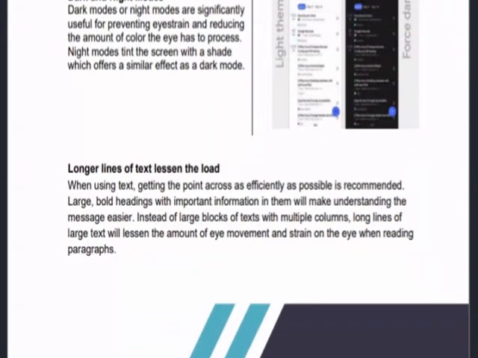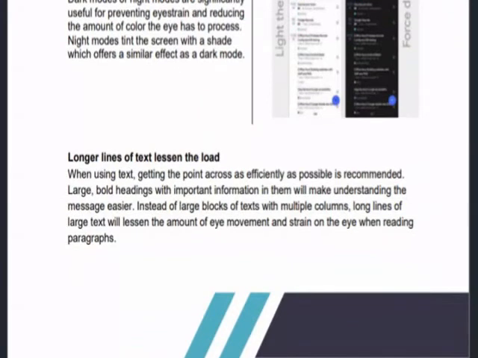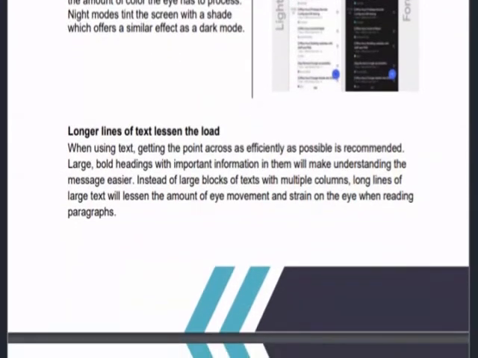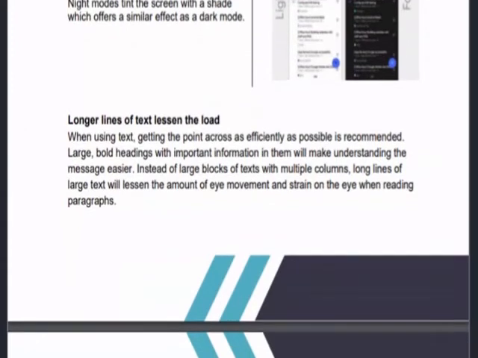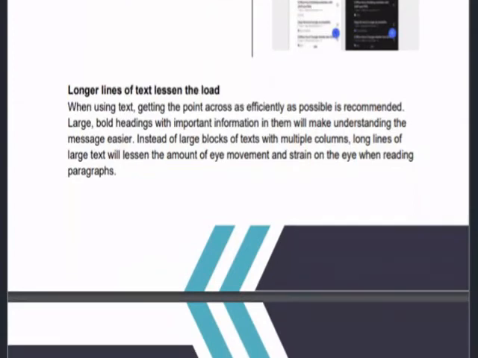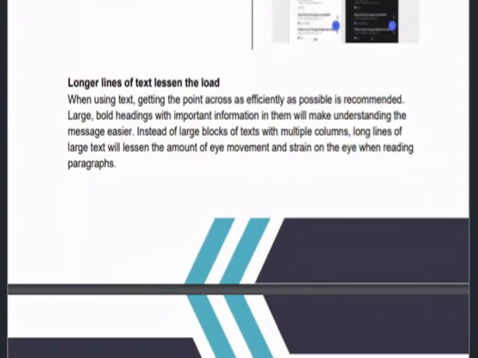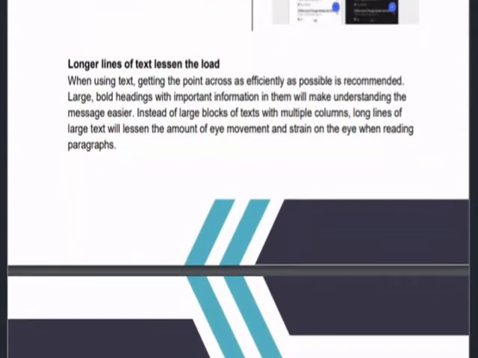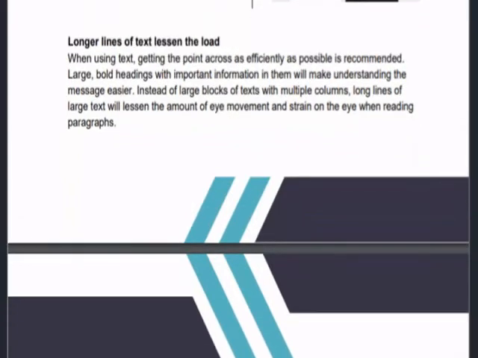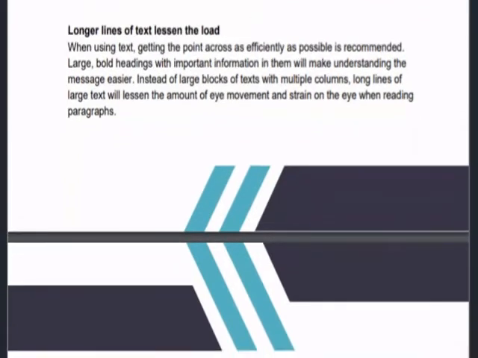Longer lines of text lessen the load. When using text, getting the point across as efficiently as possible is recommended. Large, bold headings with important information in them will make understanding the message easier. Instead of large blocks of texts with multiple columns, long lines of large text will lessen the amount of eye movement and strain on the eye when reading paragraphs.